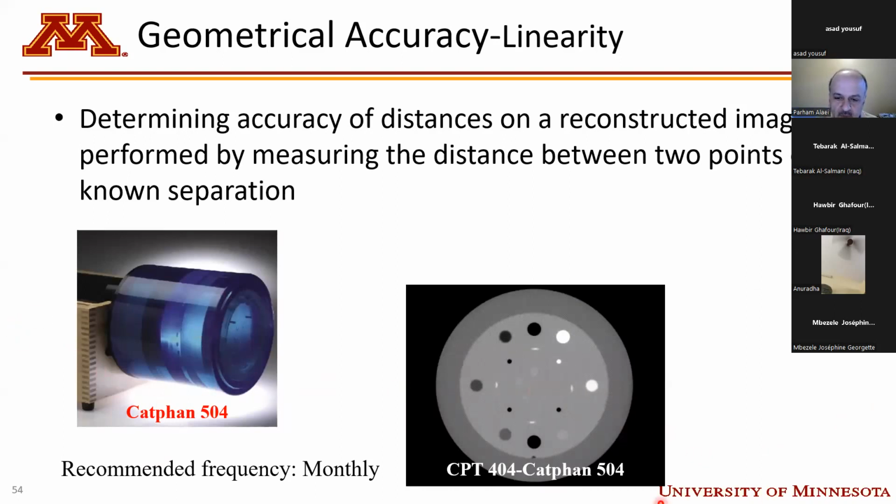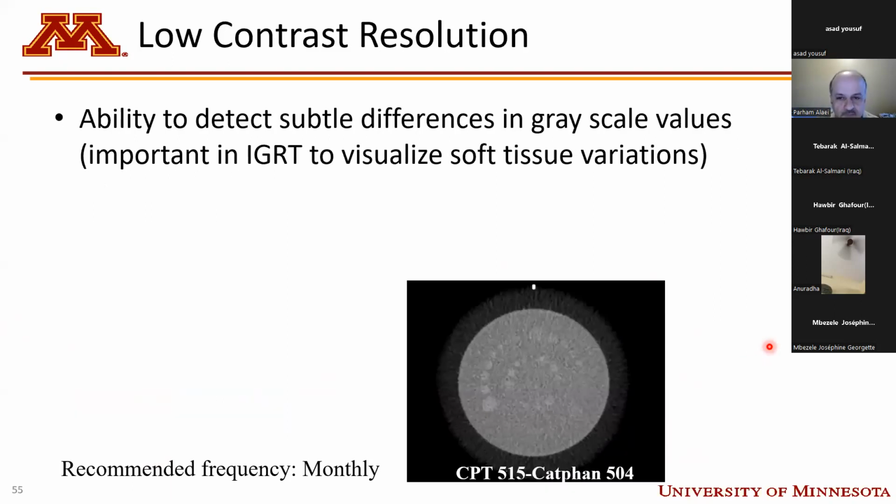So this module, which is a 404, has the linearity points. It essentially has these cylinders that are 5 cm apart, and you scan it and make a measurement on the unit console and make sure it's 5 cm or within a millimeter or so.